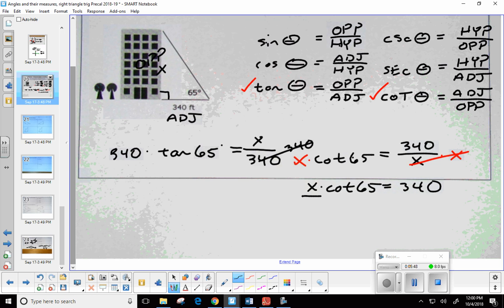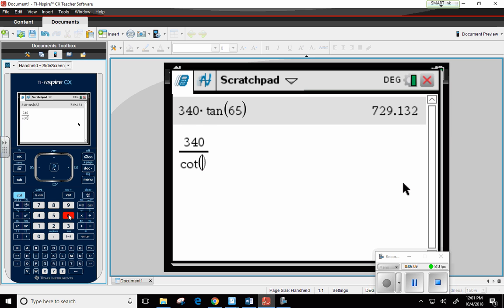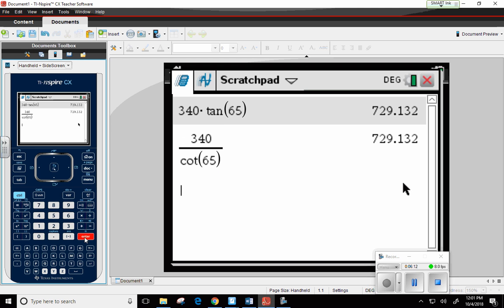Yeah, there you go. Just like you divide over a value, you can go ahead and divide through by your trig function. So we got about 729 feet, so 340 divided by the cotangent of 65 should be giving me the same value. So let's see here. It was 340 over the cotangent of 65. Okay, and there we go. So it does not matter. As long as you know what two sides you're working with, go ahead and choose the appropriate trig function and you're good to go.